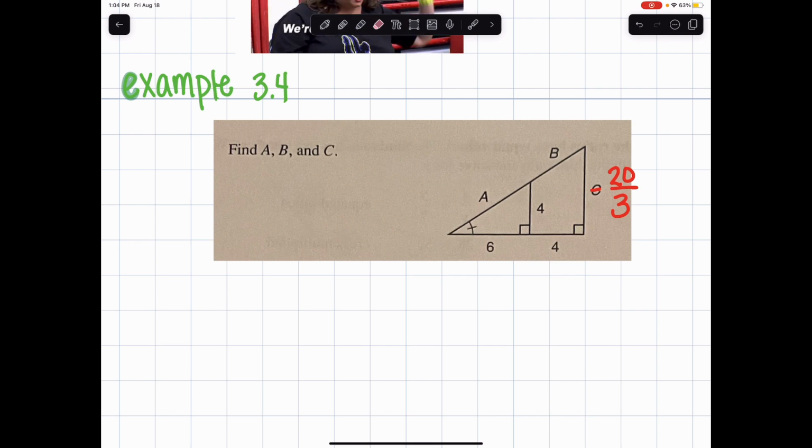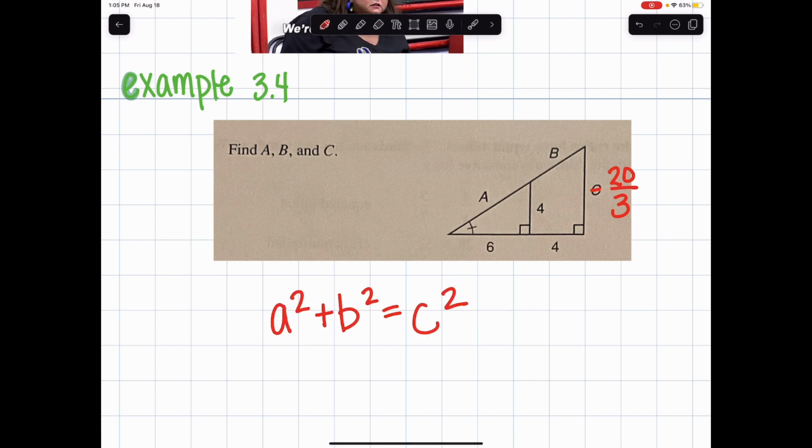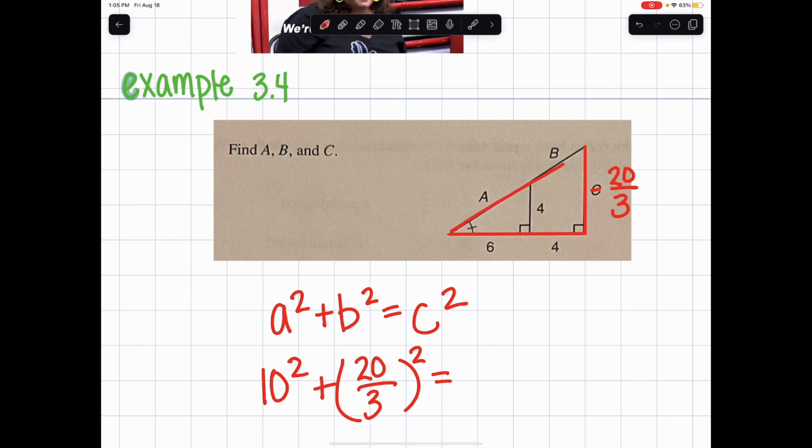But we can't do ratios because these are both unknown on the small and the big triangle. But these are right triangles, so we can use the Pythagorean theorem. Let's do that. I'm only looking at the big triangle now. What's A? It's going to be 10. B is 20 over 3. We just figured that out. What's C? C is this entire length. C is equal to A plus B.